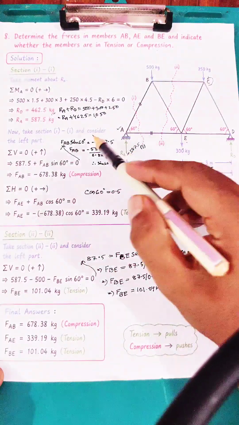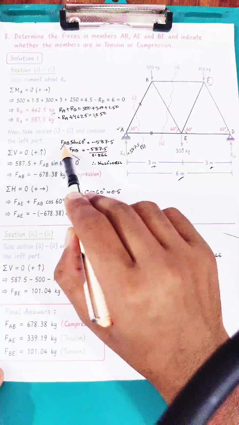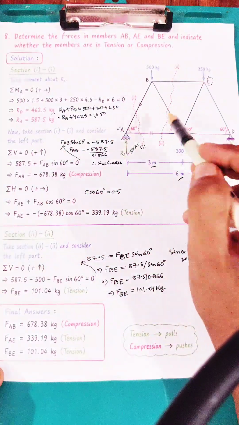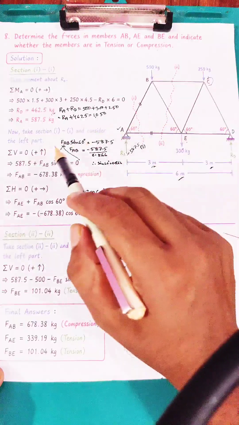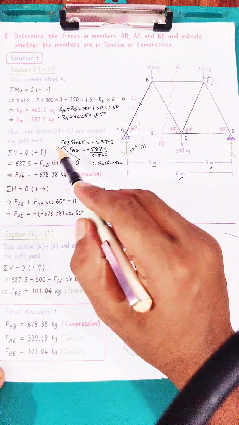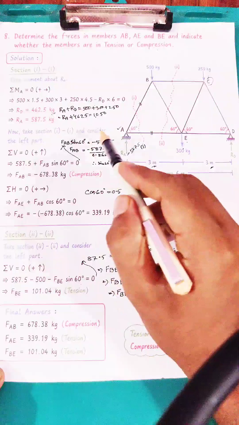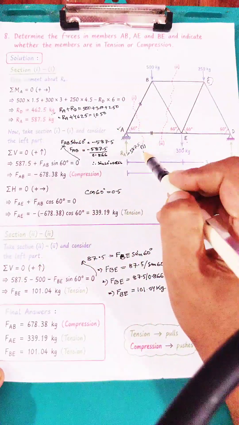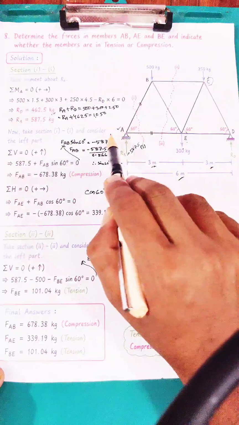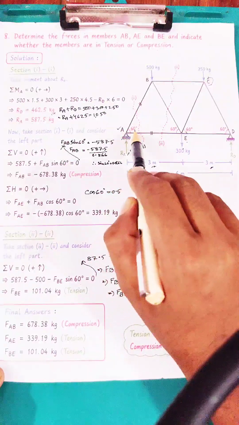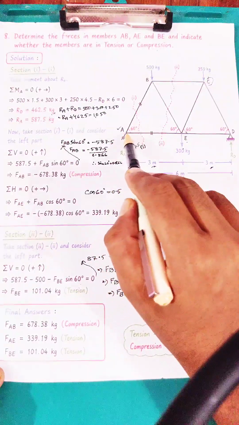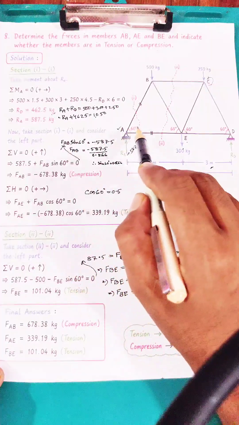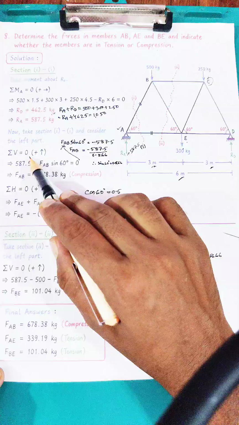Now step number 2, the section through AB, AE and BE. Now we use the method of sections. So take a section through members AB, AE and BE as shown by section line 1-1. We consider the left portion of this truss. Our first objective is to find the force in member AB.